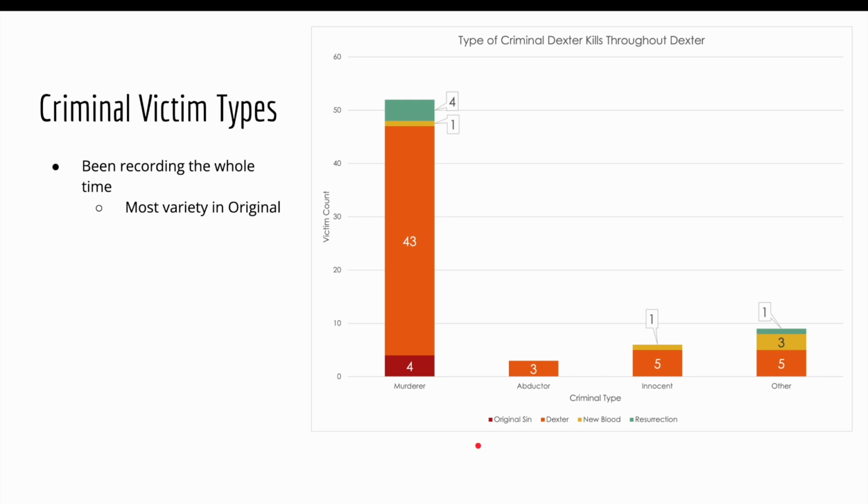There's the most variety in the original series. So if you look at orange, and obviously it ran the longest, but he killed murderers, abductors, innocents, and others alike. And for Resurrection, this season was only murderers, with 4 murderers and 1 other who was Prater.